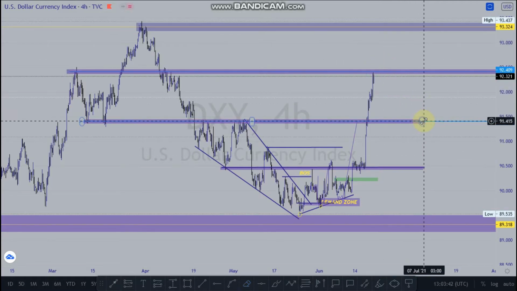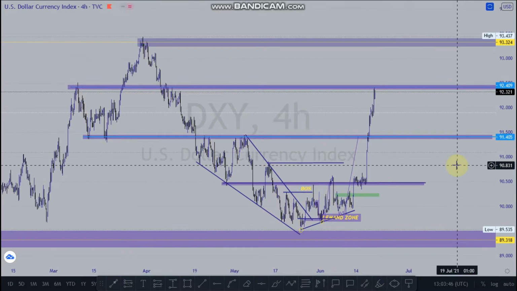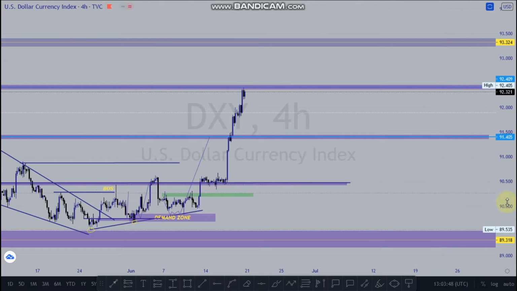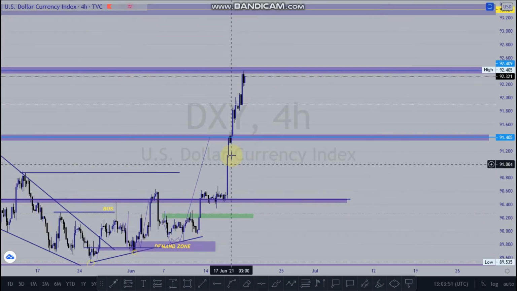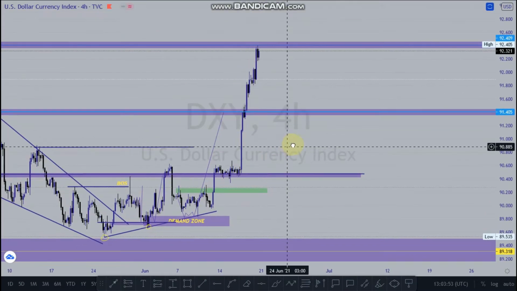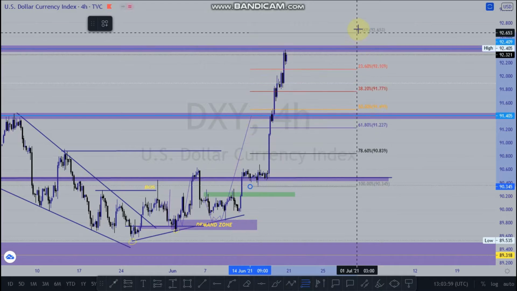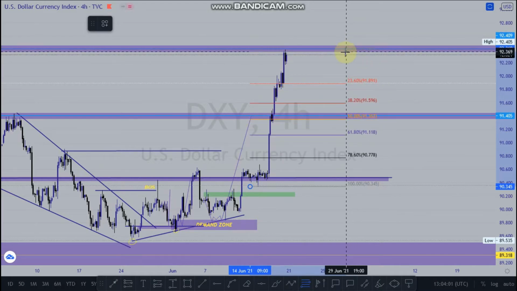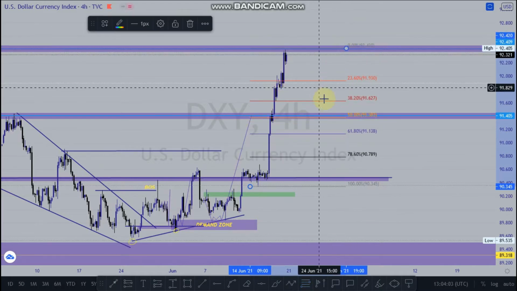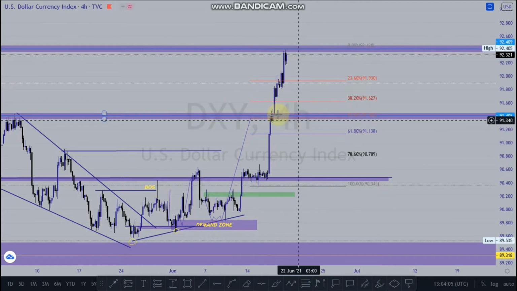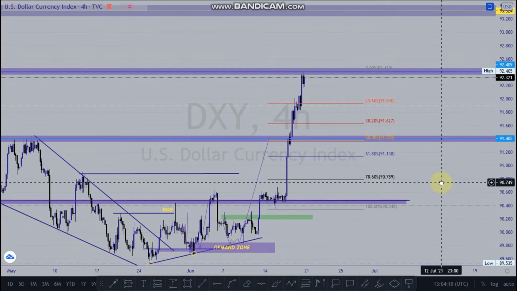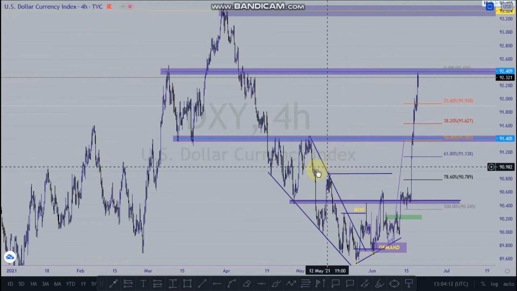So what I'll be doing now is waiting for the 50% retracement concerning these big bullish candlesticks moving up. If I start from here, you can see this was the last low of the week, and this is the high of the week. So you could see where the 50% retracement is at this level.